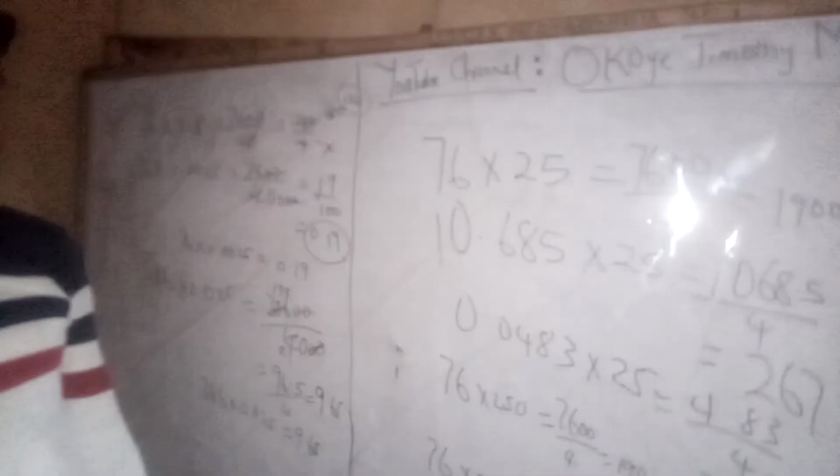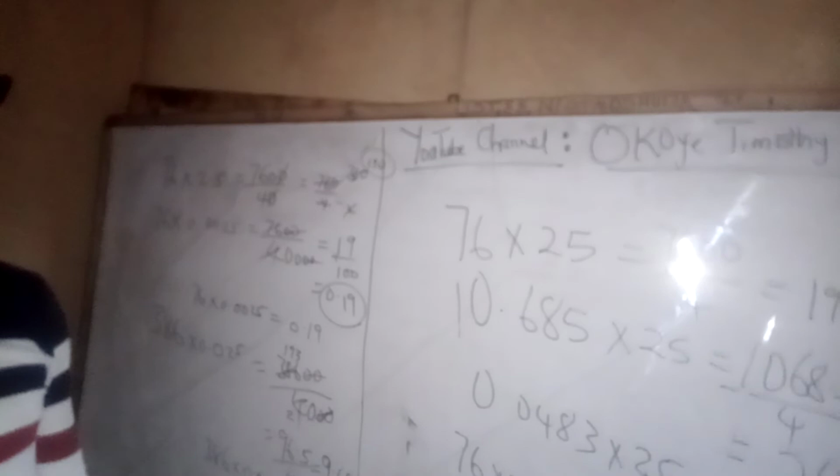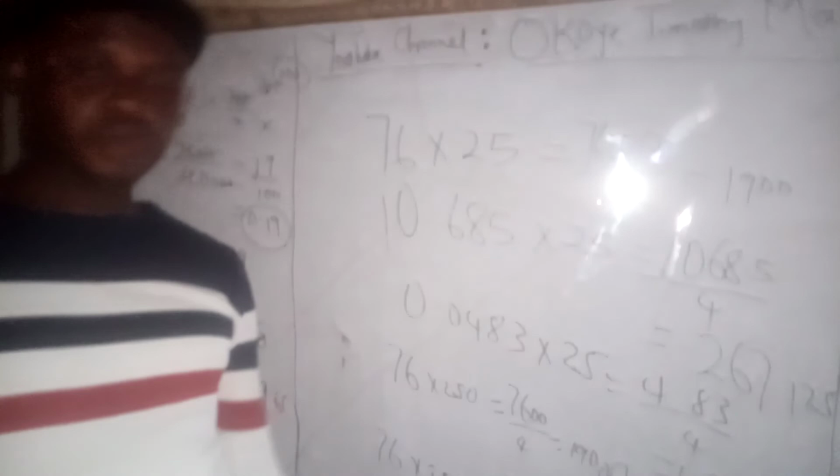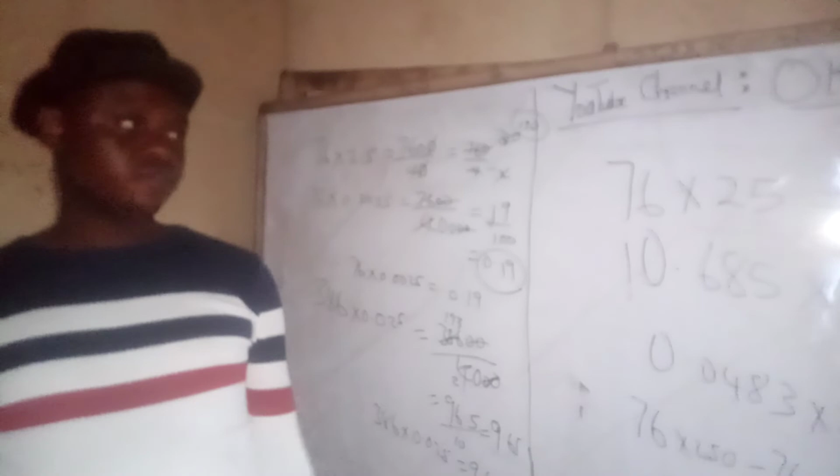If it's by 250,000, just do it after multiplying by 25, which is the usual way, and you shift the decimal place four steps forward, depending on the number of zeros there are. That is the secret of multiplying numbers by 25 and its multiples and submultiples.